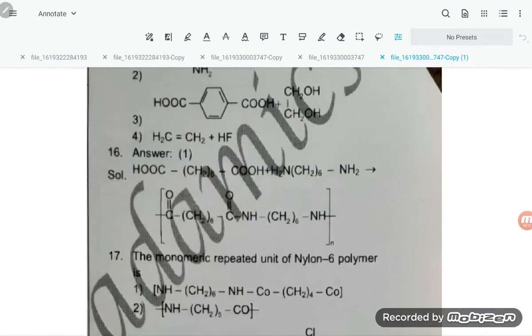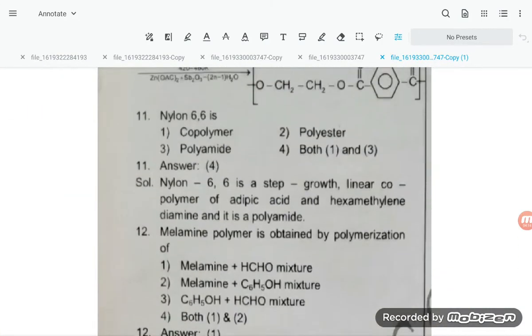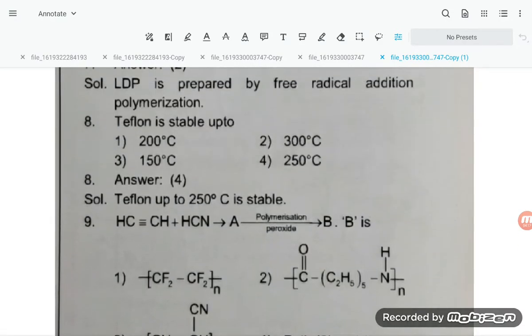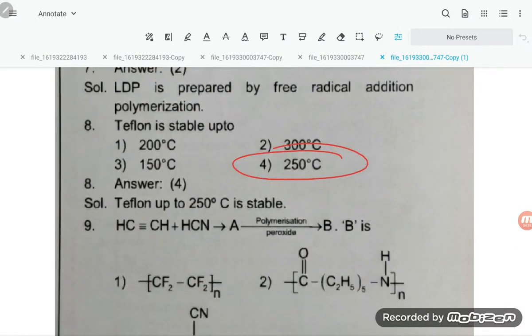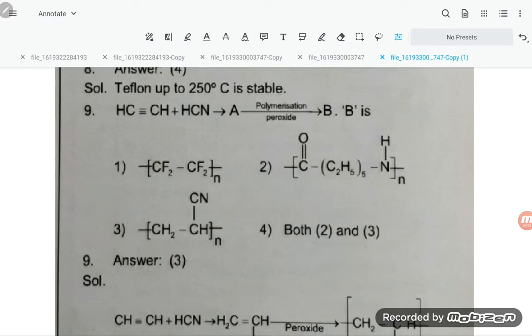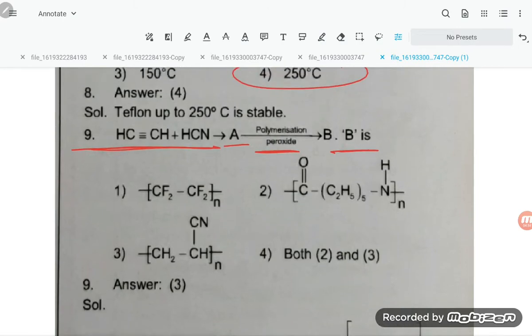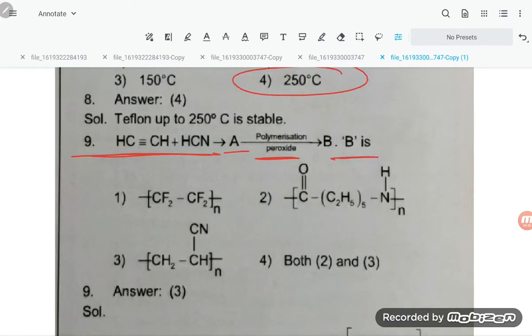Question number 9. Teflon is stable up to 250 degrees Celsius. Now, here is the addition of HCN with ethyne to give A, which is again polymerized to give B. So what compound are you going to get, students? With one hydrogen, H will go and CN will add. So it is CH2=CHCN.